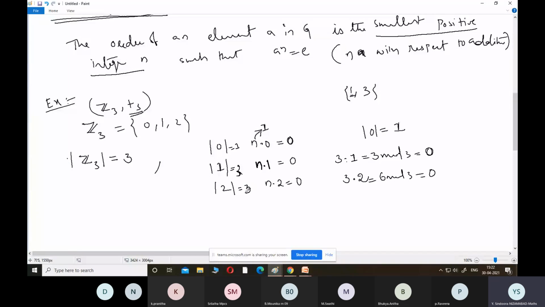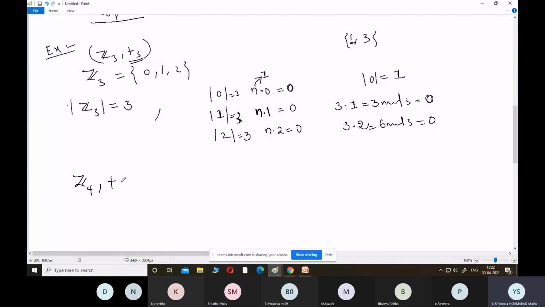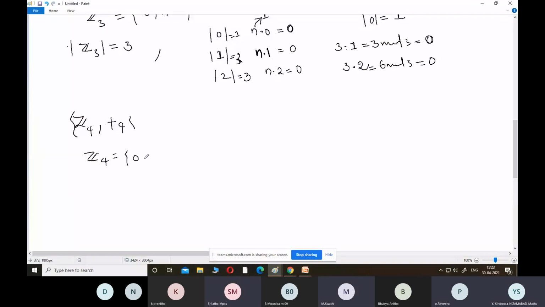For example, let me take one more example. Z4, under addition modulo 4. Now tell me, what are the elements of Z4? 0, 1, 2, 3. Very good. Now tell me, what is order of 2? 2, madam. It is 2.